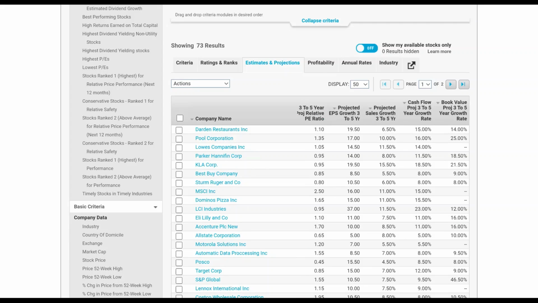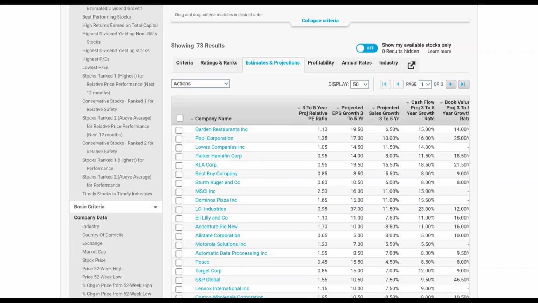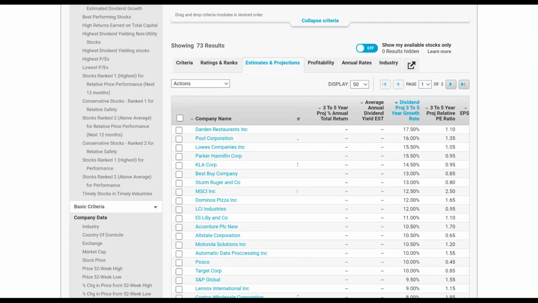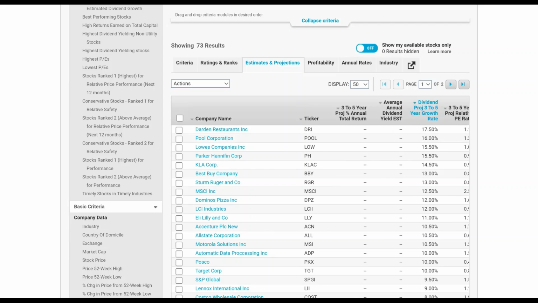So you could pull over those things and you can go, oh, okay, so Domino's is expecting to grow sales at 11%. They've got a 15% cash flow. Earnings per share is growing 15, kind of like that guy, depending on what his dividend is. So that's another way to pull it up.